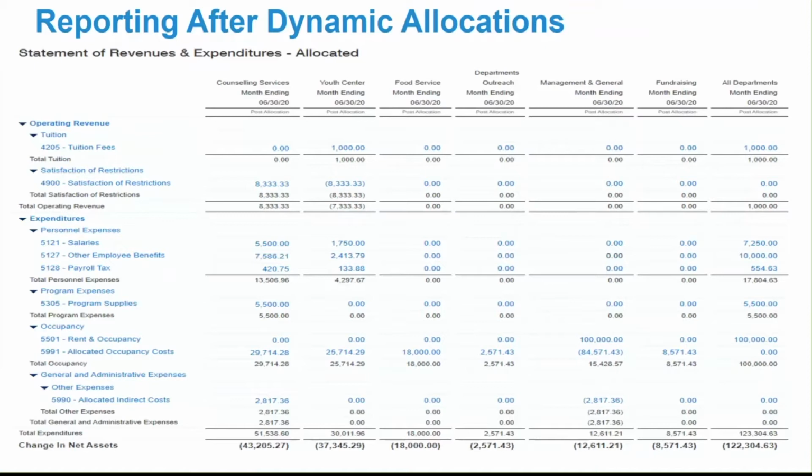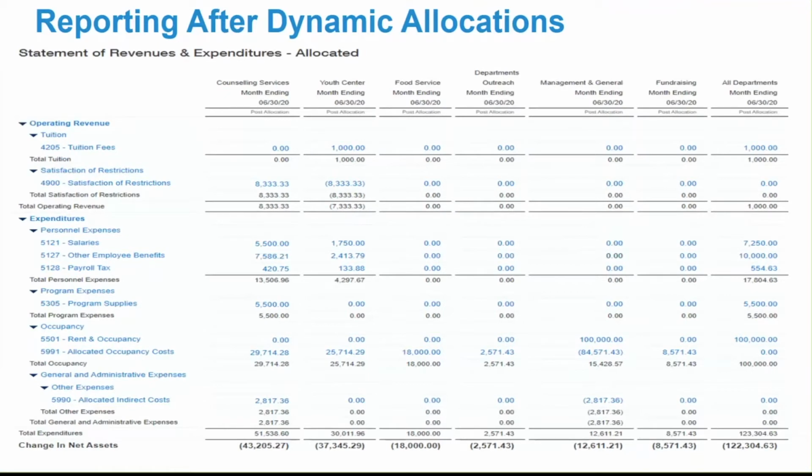So if we think about previously, the counseling services department looked like it was only losing about $7,000, but when you factor this in and all the allocations have finished, it's actually losing $43,000. So you need to find some other way to make that department work better.